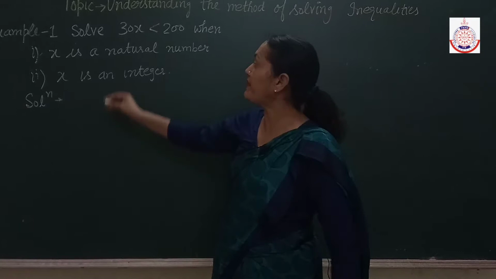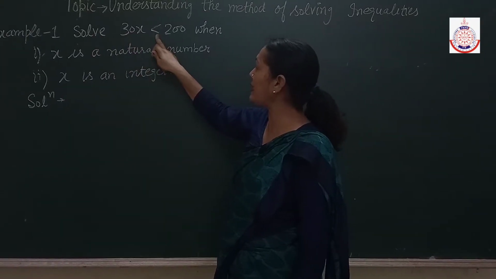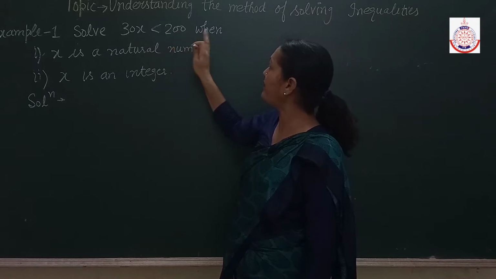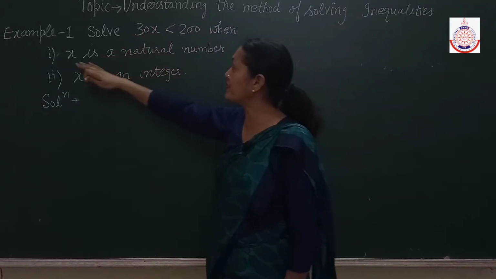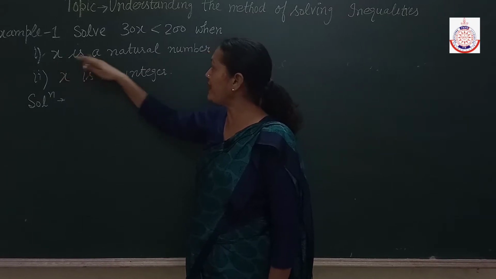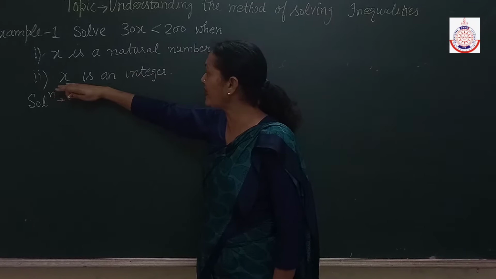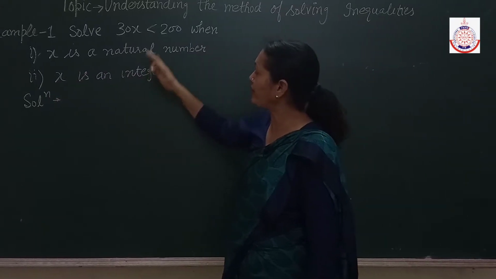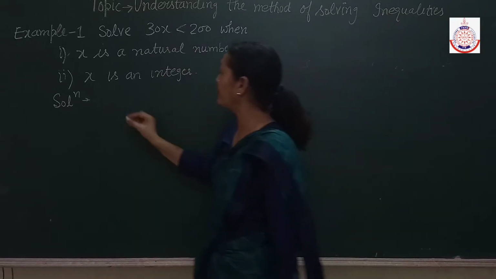Here, the first example I have taken for you is: solve 30x strictly less than 200, and we have to find the value of x under some conditions. Conditions are given. First condition, when x is a natural number, we have to get the answer. And second case, when x is an integer, we have to get different answers. First of all, how to solve this example?